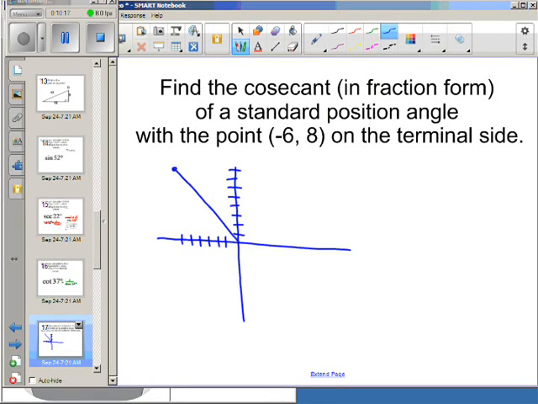Now, I want to draw a little reference triangle. And remember, butterflies and bow ties, I don't want to draw there. I want to draw to the horizontal. We always go to the horizontal. And so the cosecant of this angle right here is going to be the same as the cosecant of that angle right there, using this as a negative 6 and this as an 8. So I've drawn my picture.